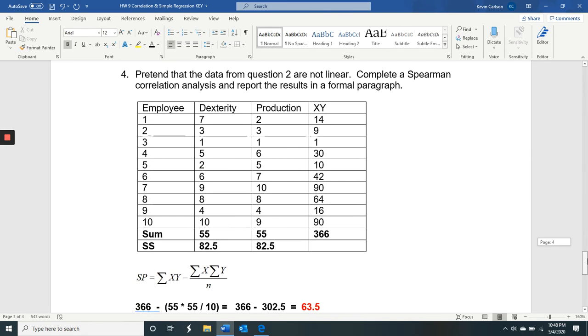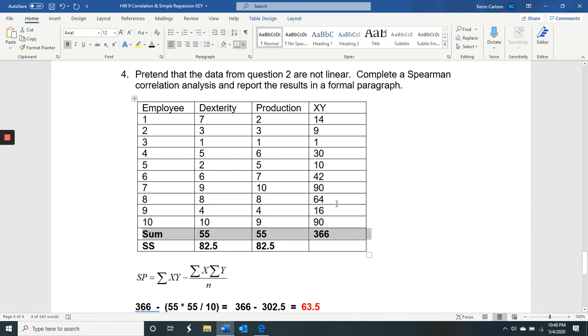Then finally, question number 4. So it says take the data from number 2 and convert it into ranks. And so that's what I've done here. Here's the ranks that you should have: the ranks for X, 1 through 10, ranks for productivity, 1 through 10, and then we take those rank scores and we just do the same thing that we did before for the Pearson correlation. So first step is you multiply those numbers for everybody to get X times Y.